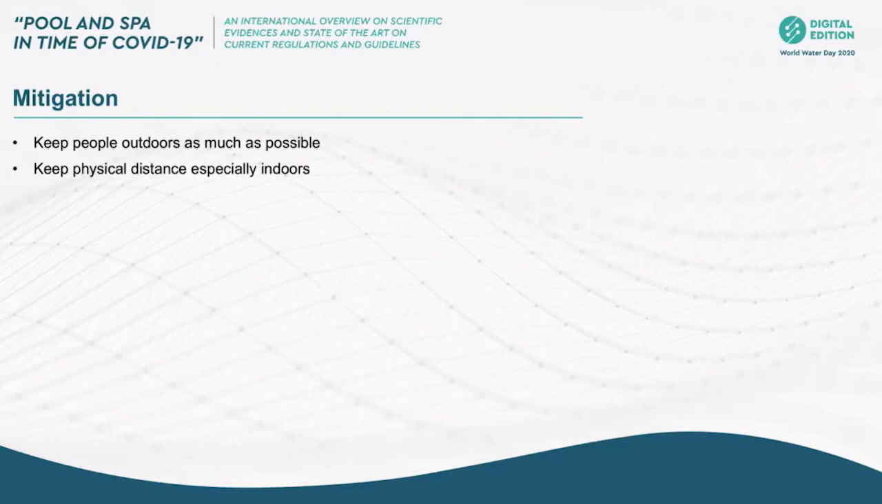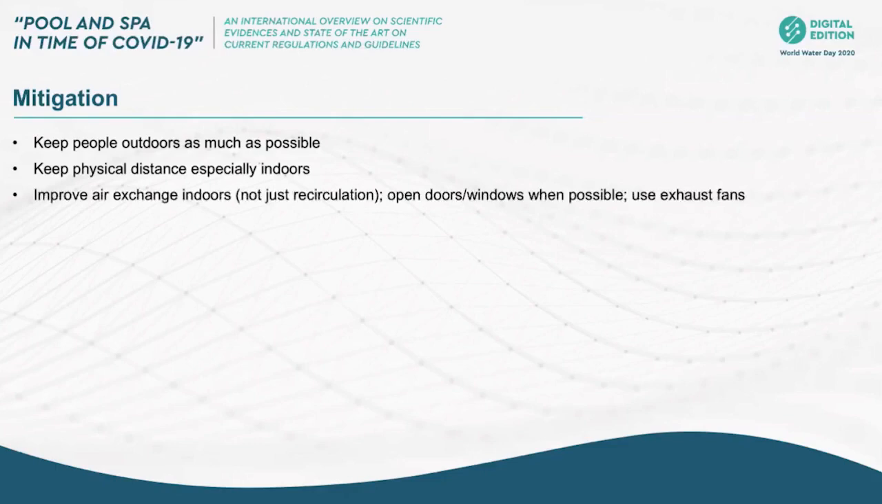Keep physical distance, particularly indoors. I mean, it's good to do outdoors as well, but it's especially important indoors. Improve the air exchange indoors. So if you have to be indoors, don't just recirculate the air, okay? In order to prevent the buildup, open the doors and windows when possible, or use exhaust fans.